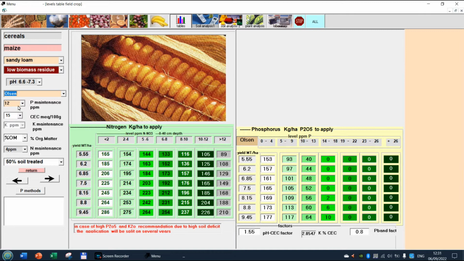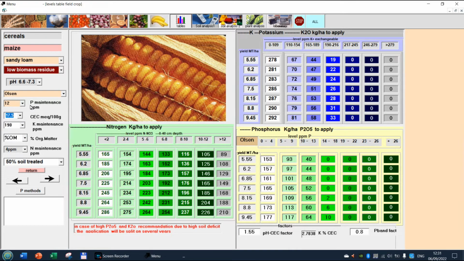Let us continue, for instance, with the potassium. It will depend on the cation exchange capacity. Suppose that we have the level of 17.5. A new table is appearing with the potassium. Once again, we have different yields level and different level of ammonium acetate ppm analysis. And based on it, we shall have different recommendation of how much K2O kilogram per hectare we have to apply.